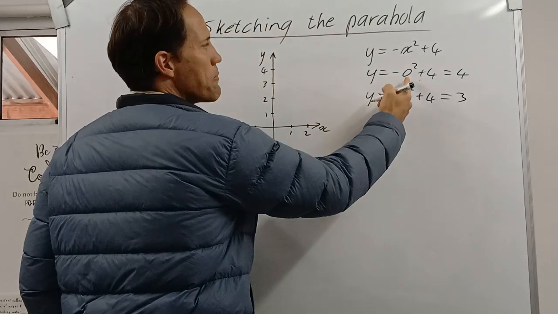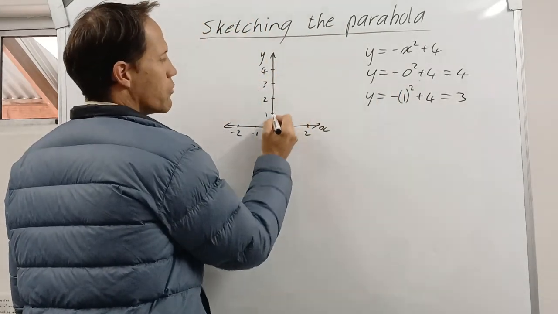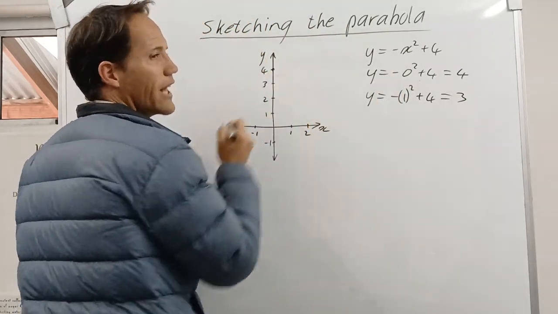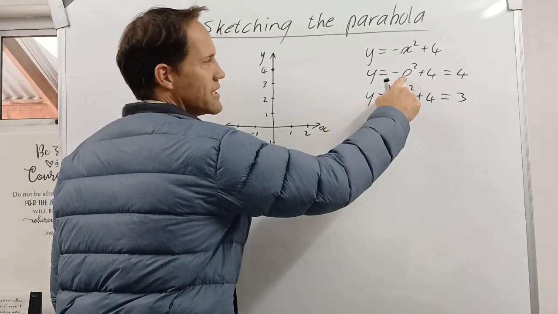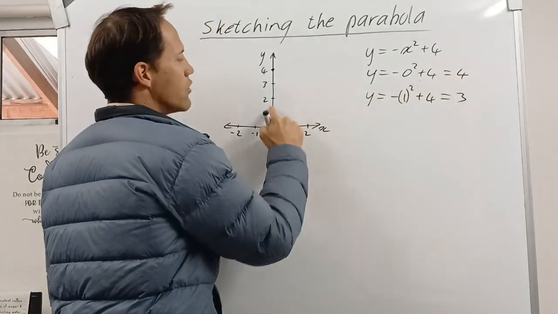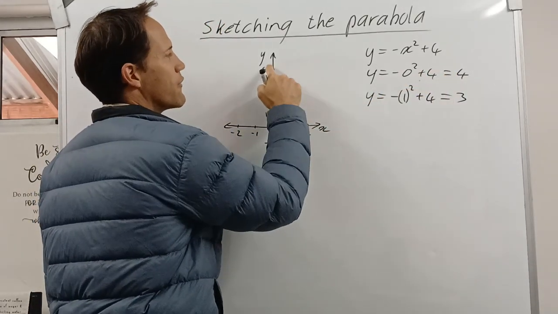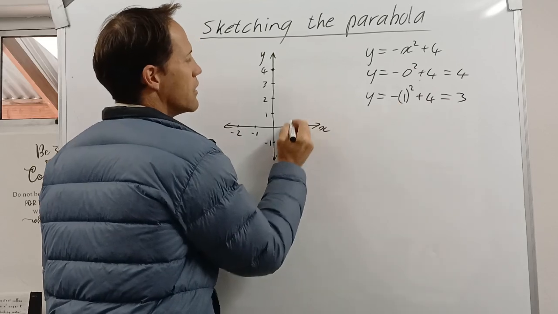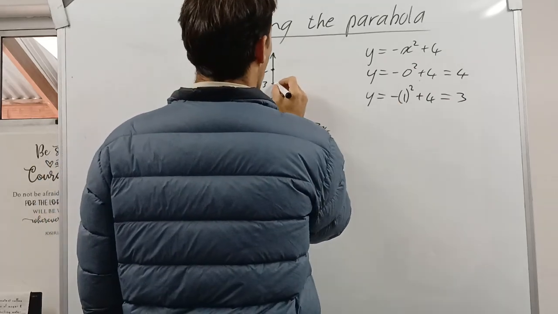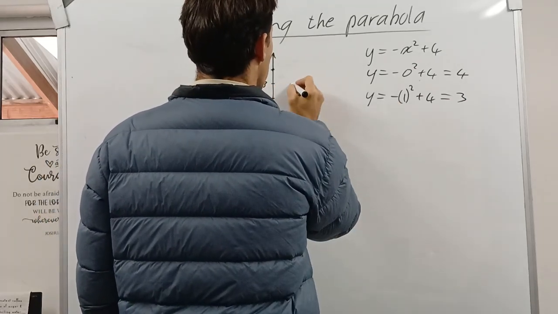So what happened when we put in 0 for x? We got 4 out. So that means we started there. We put 0 in, we got 4 out. When you put 1 in, you got 3 out. So 1 and 3 is there.